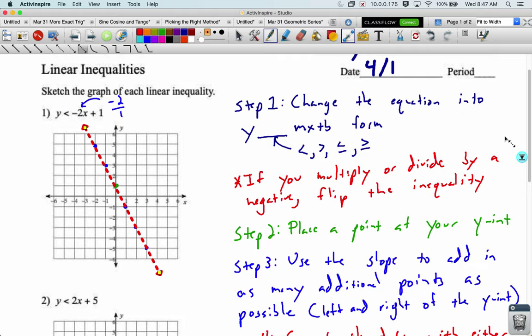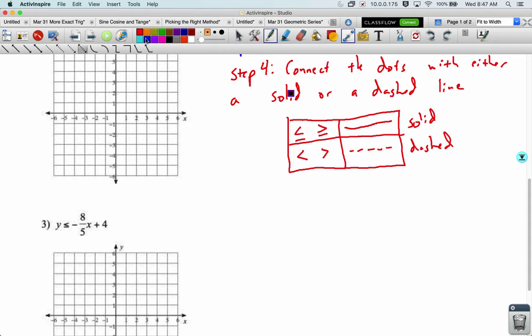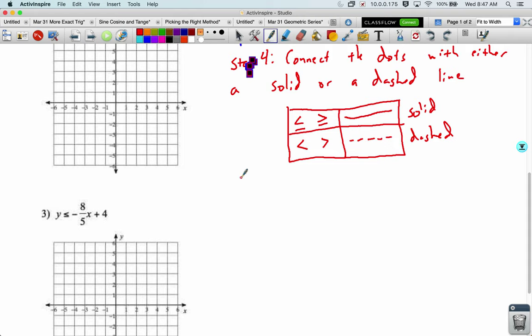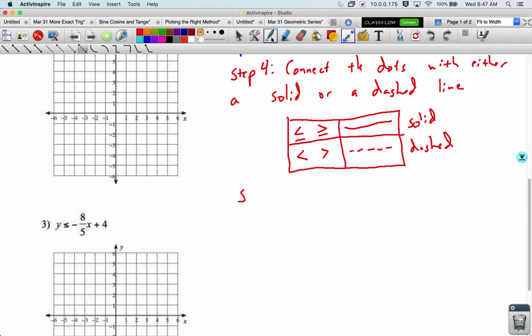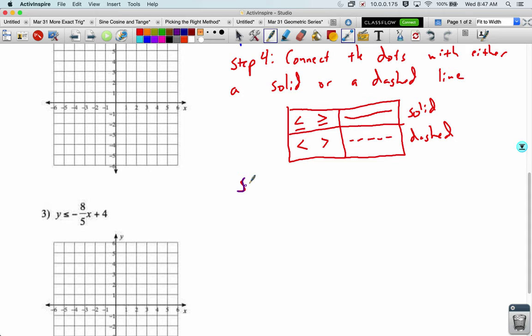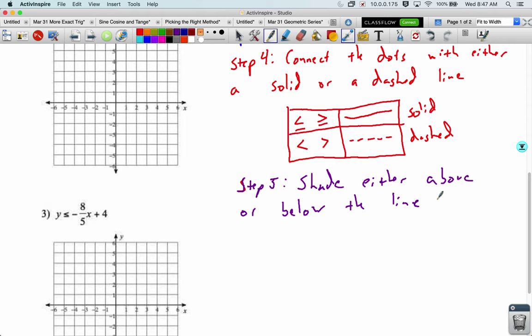On to step five. Let's see, a different color here. All right, in step five, we want to shade either above or below the line. All right, so any line is going to have an above and a below. Just go to any point on that line. If you go up, you're on the above side. And if you go straight down, you're on the below side.